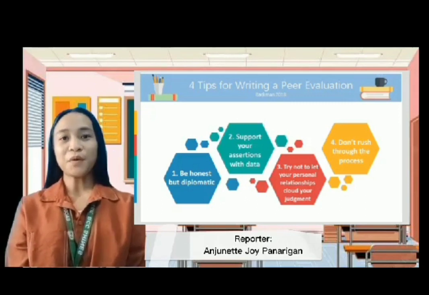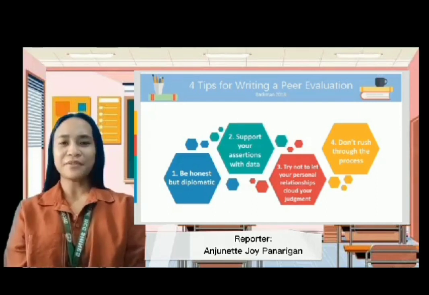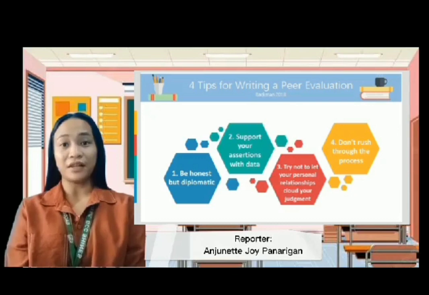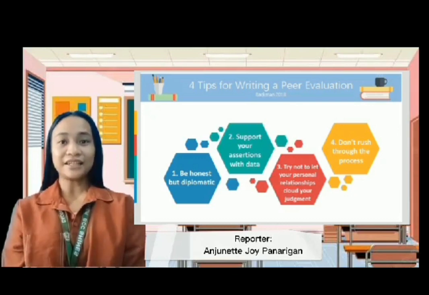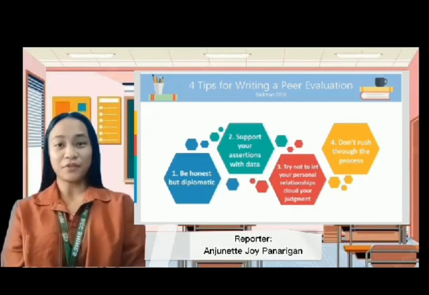Number 2, support your assertions with data. Say something like, Teacher Dana promotes 90% of her students to the next level or next grade without any learning difficulties experienced. It's clear that she is passionate about her teaching profession.